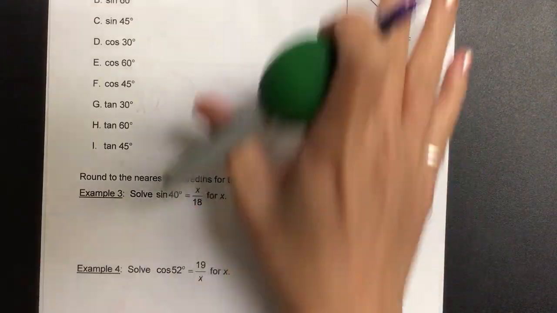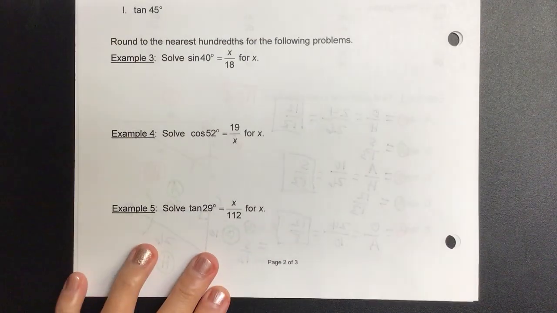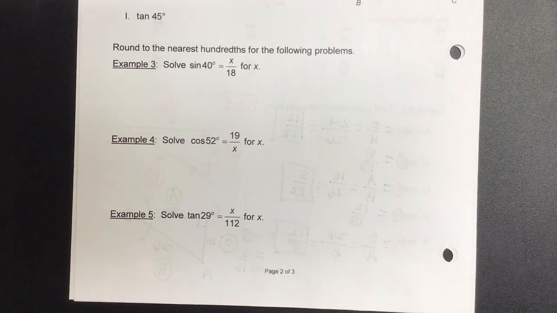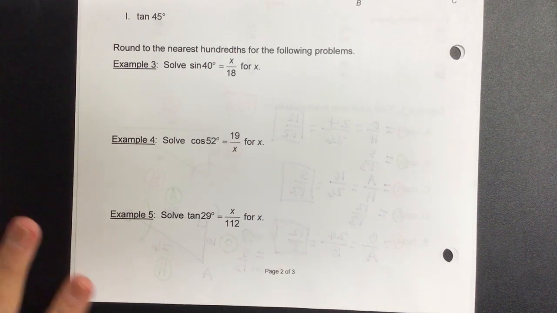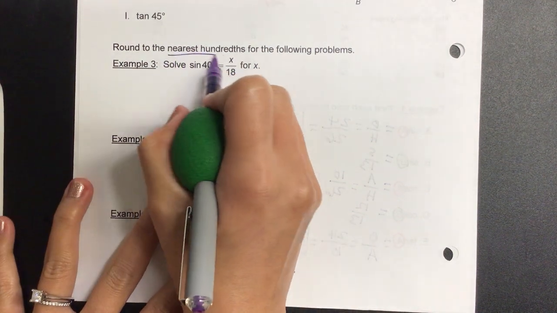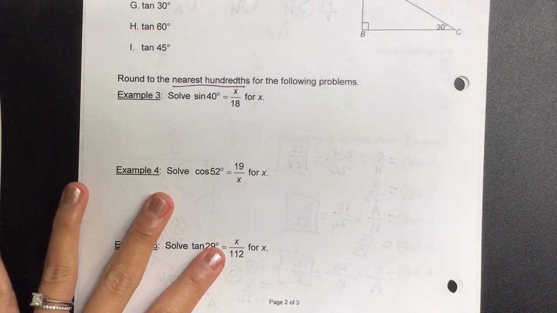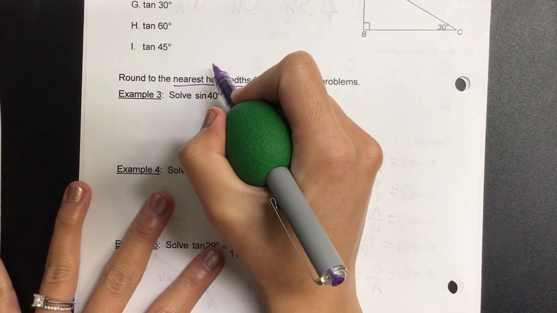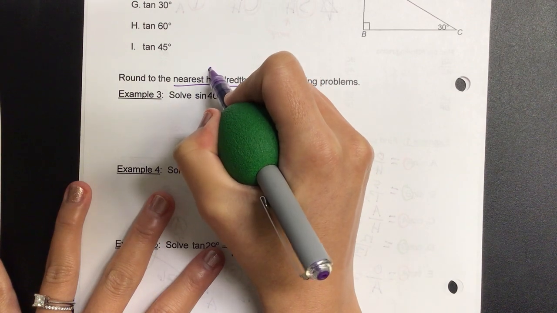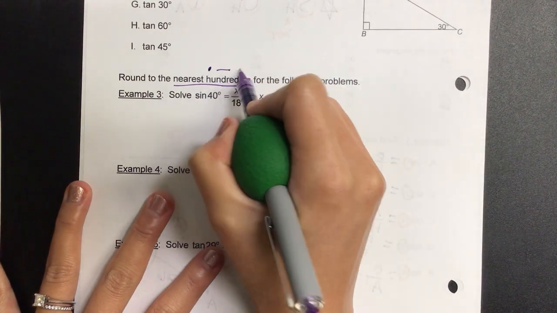Okay, on the bottom half. It says to round to the what? Decimal. Nearest hundredth. And do we all know where the hundredths place is? How many after the decimal? Two more after the decimal.